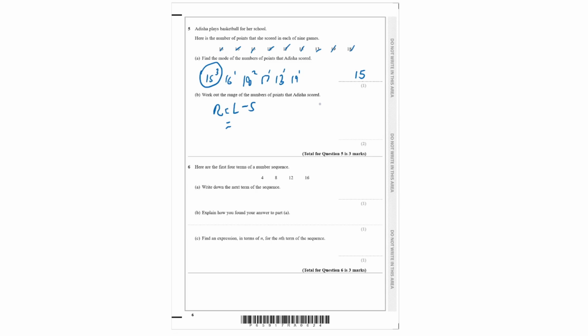So the largest value here we have is 19, and the smallest value we have is 13. So 19 minus 13 gives us 6.